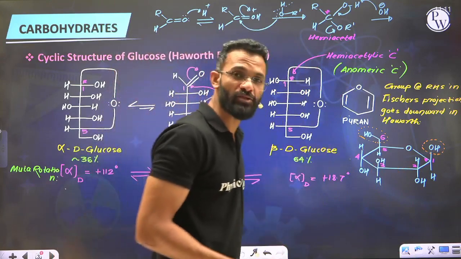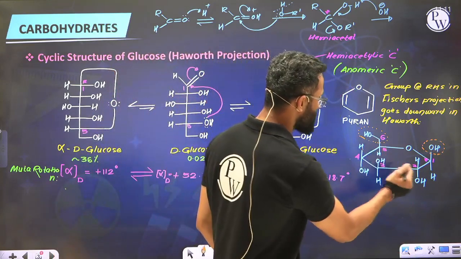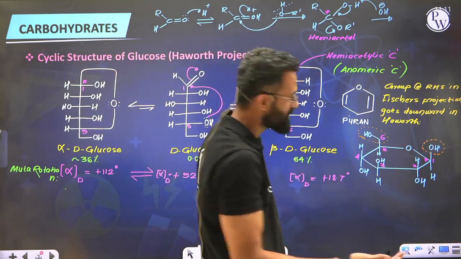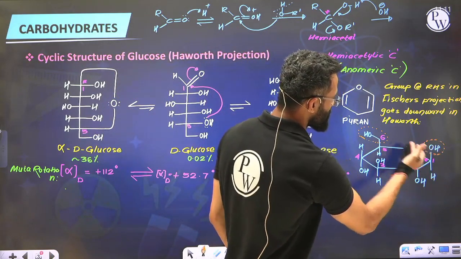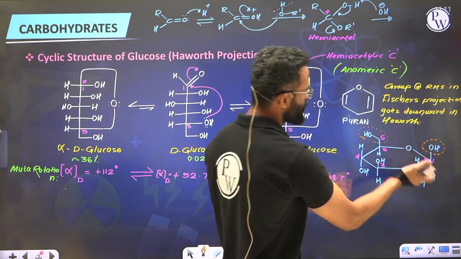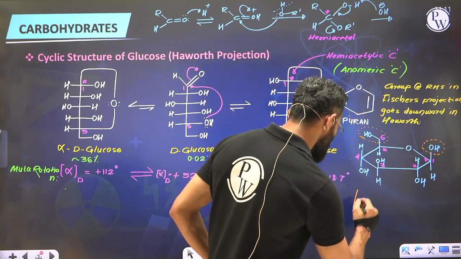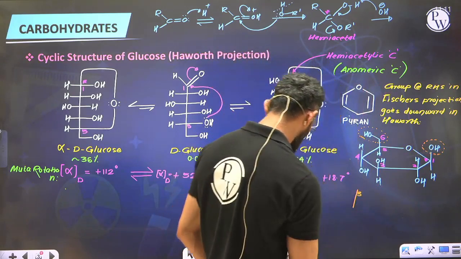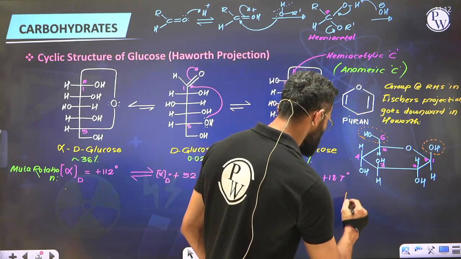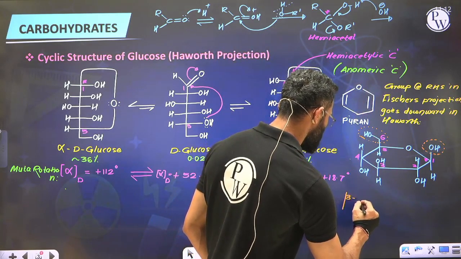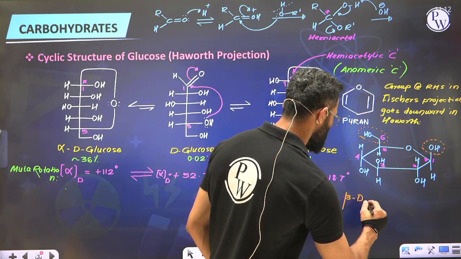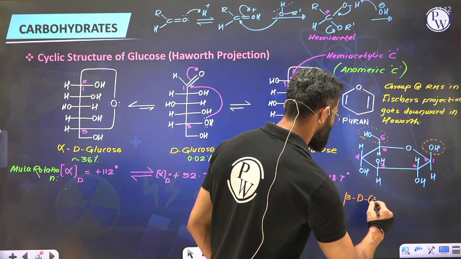Now while naming this molecule, we write it like this. Since we know that it is beta, how do we know it is beta? Because the OH at the anomeric carbon and the CH2OH at carbon number 5 are both pointing upward on the same side of the plane. So this is beta. This is beta-D-plus.